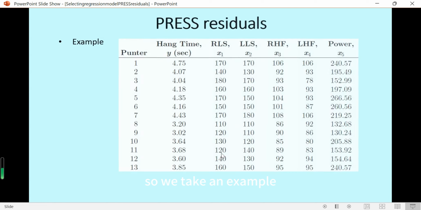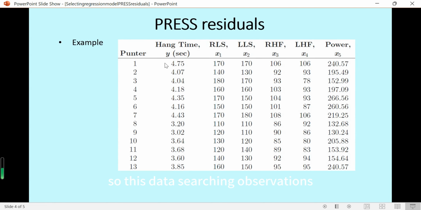So we take an example. So this data has 13 observations. This one is the Y value and these 5 are the X values. And we want to choose the best model, including some of the variables or all of these 5 variables.